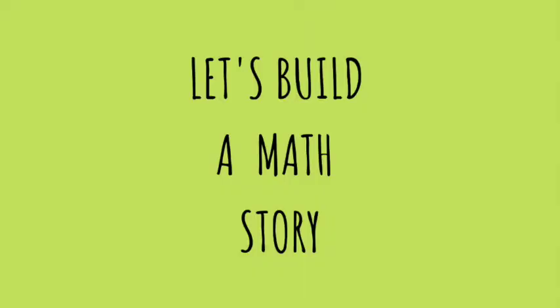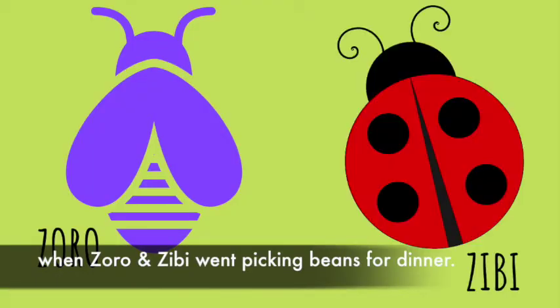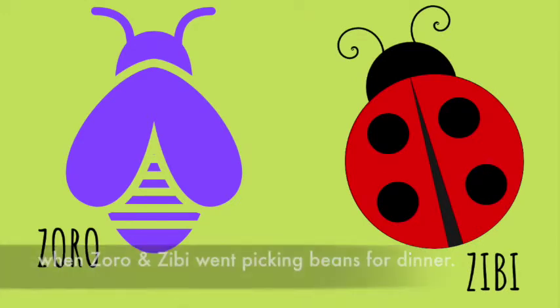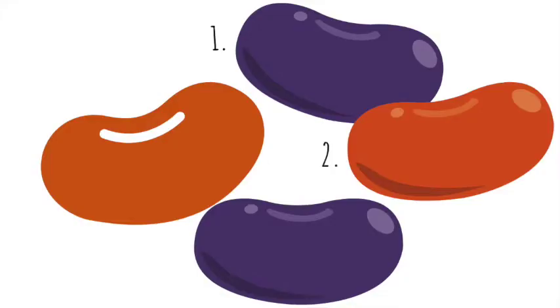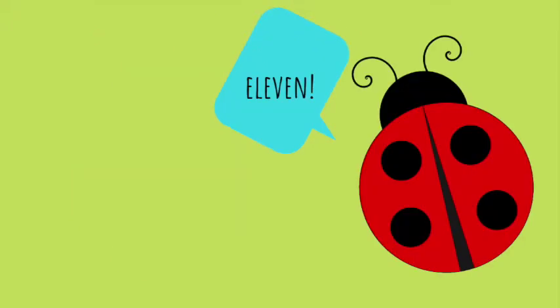Let us build a math story together. It was a bright sunny day when Zoro and ZB went picking beans for dinner. 1, 2, 3, 4. ZB counted the beans. "How many do we have?" Zoro asked. "11," ZB said.